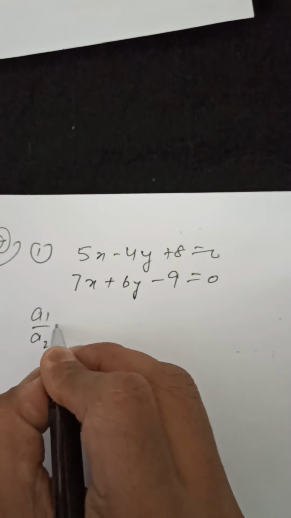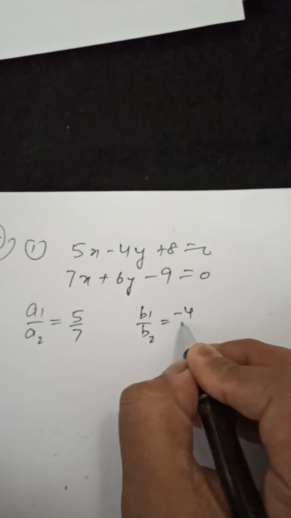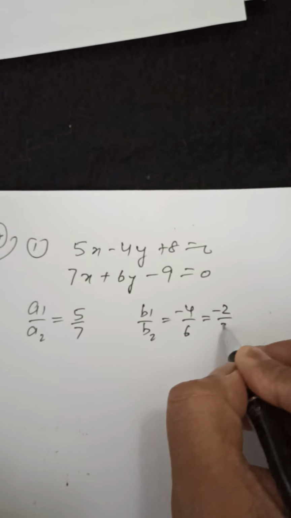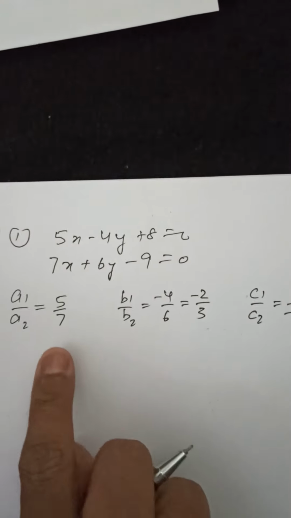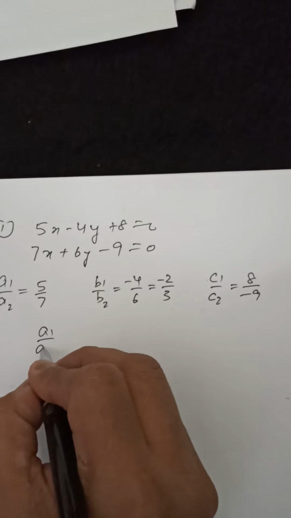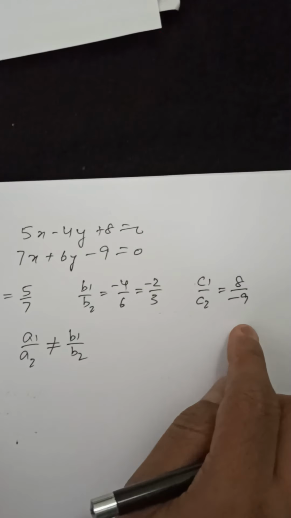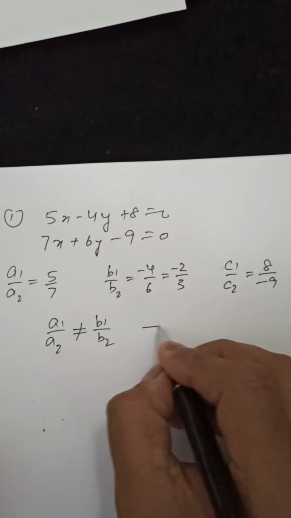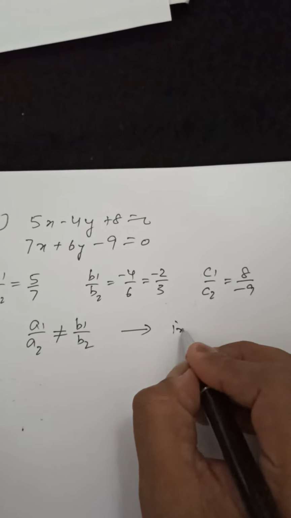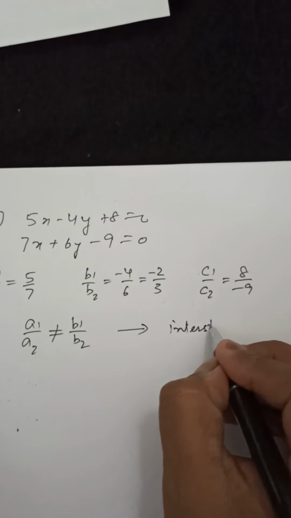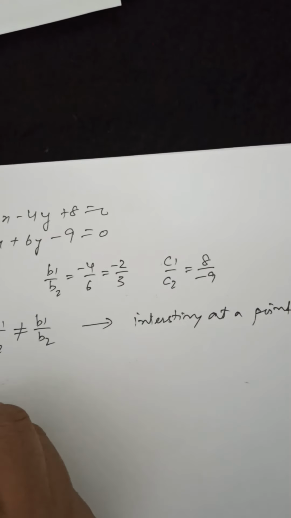So let's find out a1 upon a2, which is 5 by 7, b1 upon b2, which is minus 4 by 6. On cancelling we get minus 2 by 3, and c1 upon c2, which is 8 upon minus 9. So students, you can see here a1 upon a2 is not equal to b1 upon b2. If it is this much only, we don't have to go to c1 upon c2. So this shows that they are intersecting at a point and they have got a unique solution.